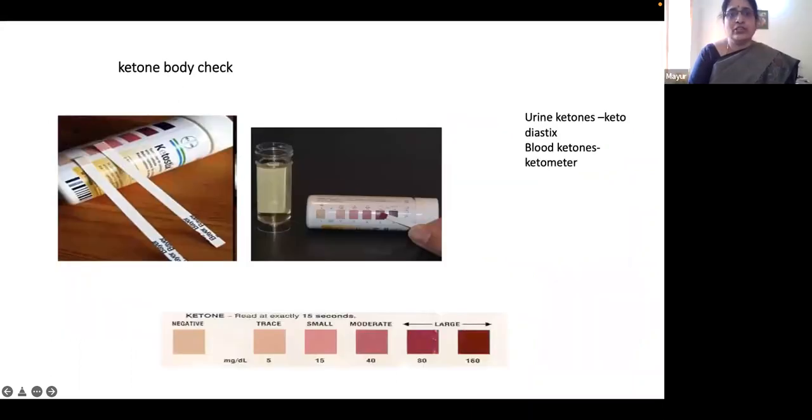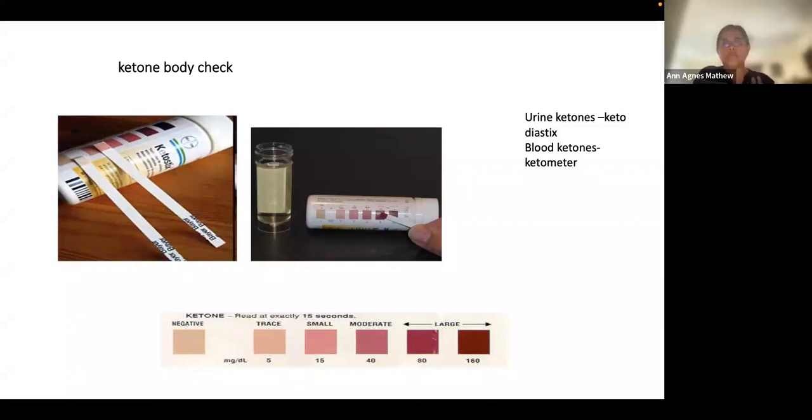Okay, this is about ketone body check. It can be done through urine, or blood can be used as a sample. For blood, we can do it with a blood ketometer, wherein the strips are different, but we can use both. They can measure the glucose as well as the ketones. With the urine, we usually use keto-diastix. The strips are what most of you would have seen in your ICU setup and your wards. I don't have to explain keto-diastix.